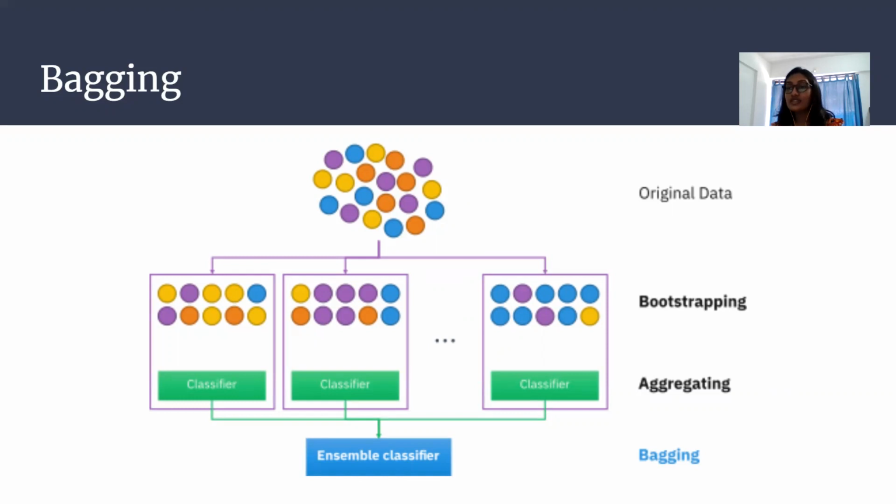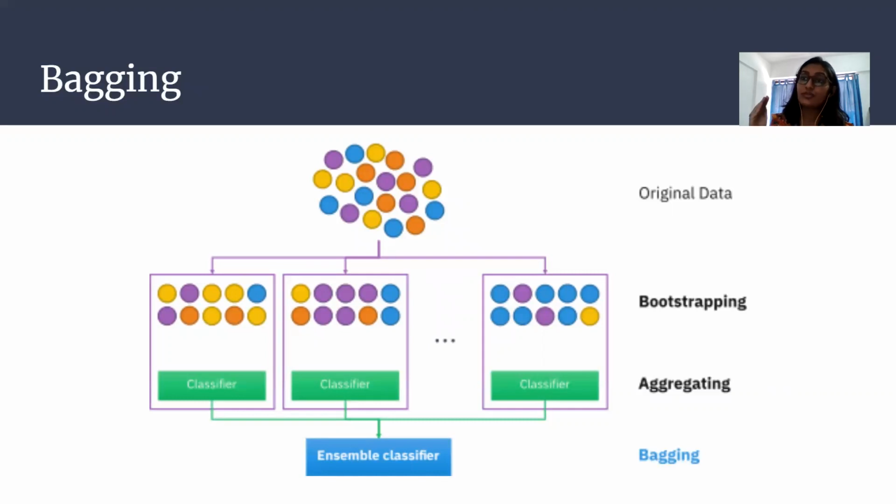So, as you can even see in the image, we have the original data. Thereafter, we are bootstrapping it. We are learning the decision tree classifier. We are aggregating the outputs of each classifier. We are bagging them. And thereafter, we are getting the final outcome.